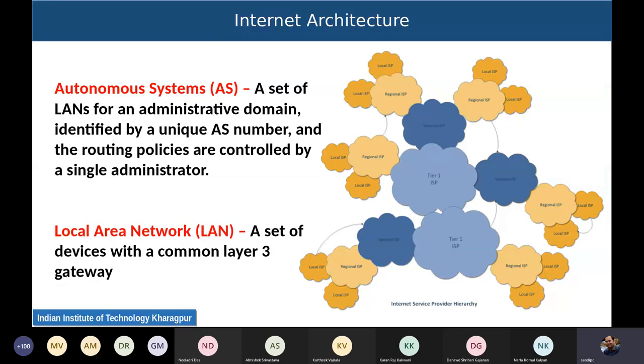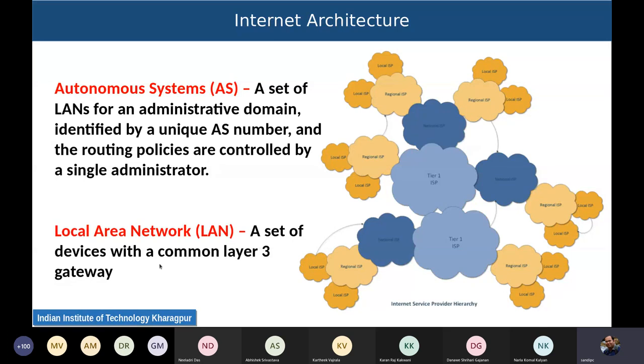So what is an autonomous system? An autonomous system is a set of LANs. Now, what is a LAN? A LAN is basically a set of devices with a common layer 3 gateway. That means the devices are connected via the layer 2 switch, and they have the same gateway through which they will go outside of that network.